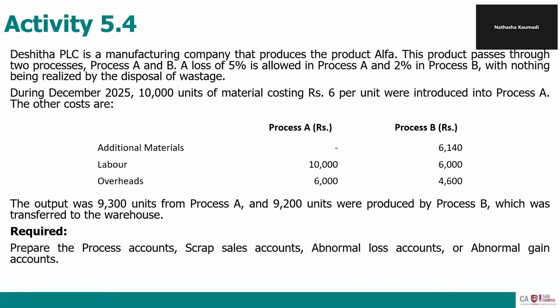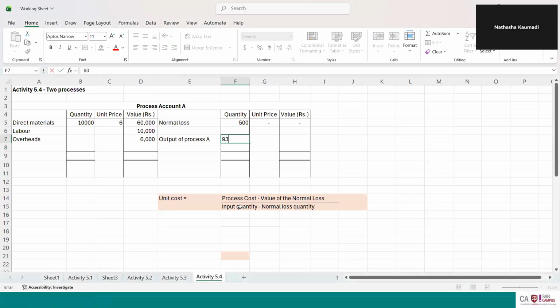How many units? Output was 9,300 units from process A. So I'm writing 9,300 here. Okay. Right. So I have entered all the details given in the question. Step 1 done. What is step 2? Tally the quantity columns. So I'm trying to tally the quantity columns.